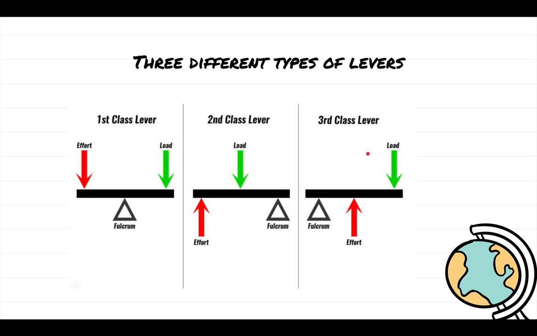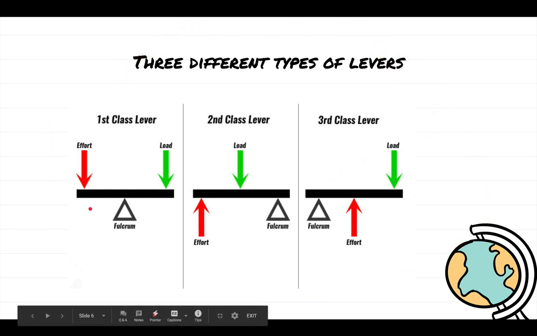Another really good example is nail clippers. Nail clippers with the load, or what it is that you're trying to lift, at the end, the effort happening around the middle, and the hinge at one particular end. And that's it, guys. They are the 3 different types of levers.